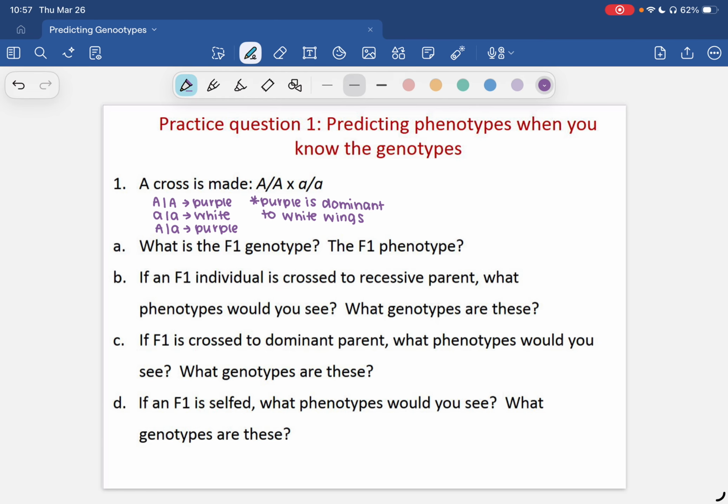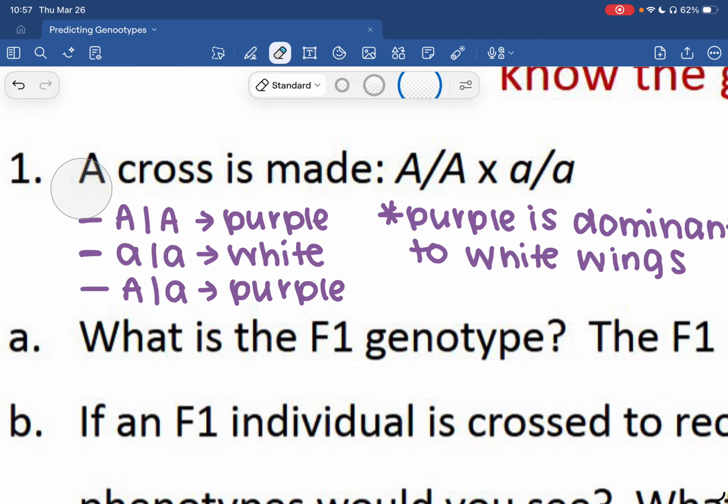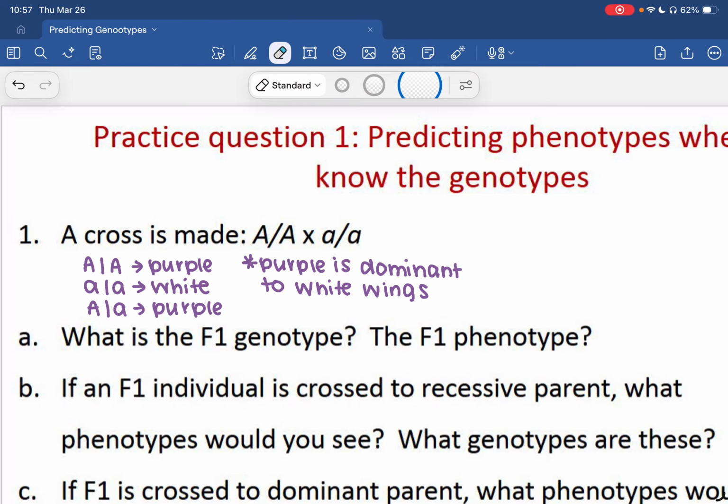So in this example, a homozygous dominant individual, or this top one right here, would be purple. A homozygous recessive would be little a, or white, and then a heterozygous individual, big A, little a, would be purple. So that's important just to know when we're starting out. So the first thing that we're doing is a cross is made between a homozygous dominant individual times a homozygous recessive. So big A times little a, little a.